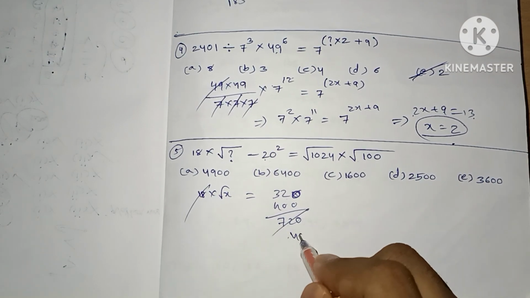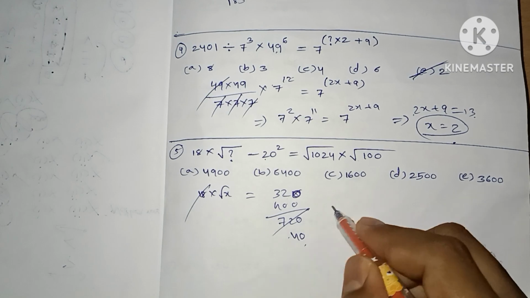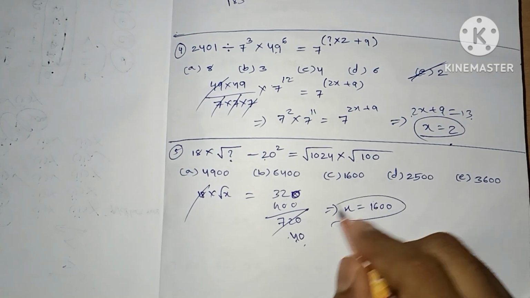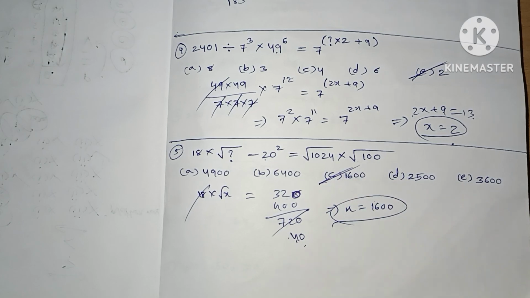18 into 40 times root x is equal to 40, means x value is nothing but 40 square, which is 1600. So the answer is 1600. Option C is our answer.